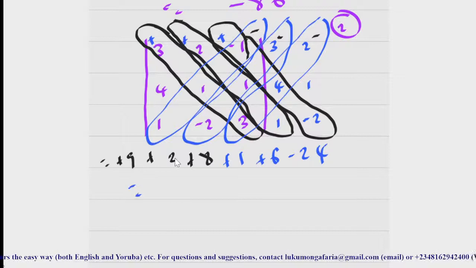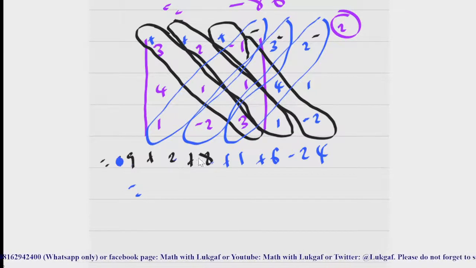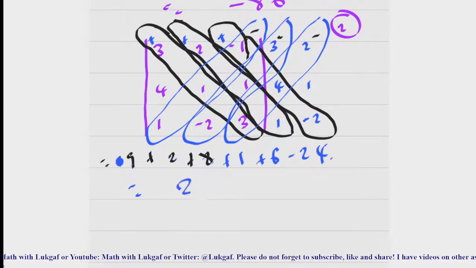If you add it together, let's check it right now. I think I wrote plus. 9 plus 2 is 11. 11 plus 8, 19. Plus 1, this is 20, right? 20 plus 6, 26. 26 minus 24, that's 2.